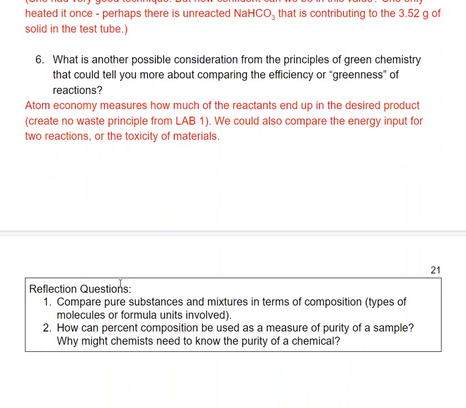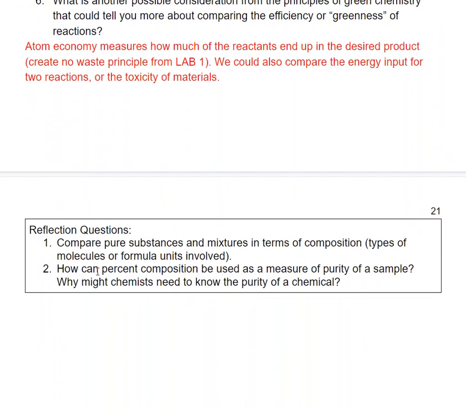So our reflection questions here: compare pure substances and mixtures in terms of composition. Pure substances contain only one type of molecule or one type of formula unit, whereas a mixture is going to be different molecules or formula units. So pure H2O is a pure substance. Salt water is a mixture of NaCl and H2O.